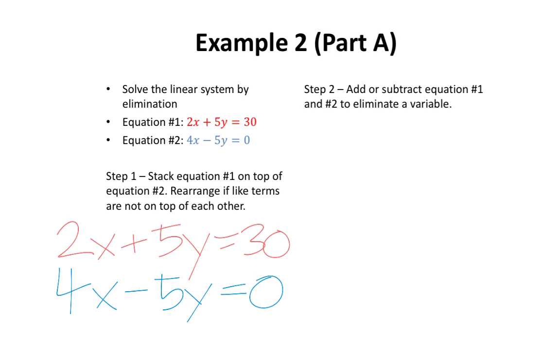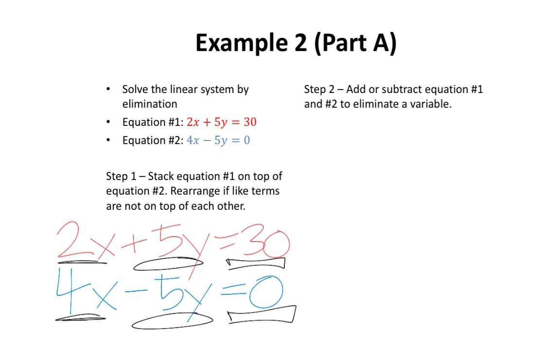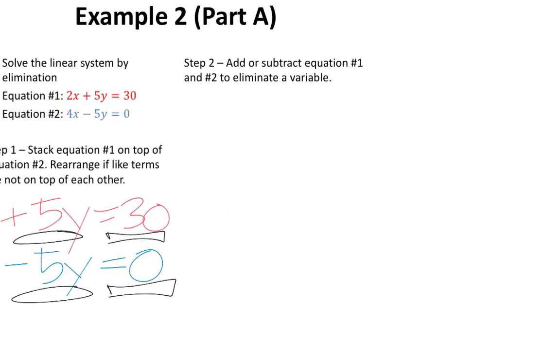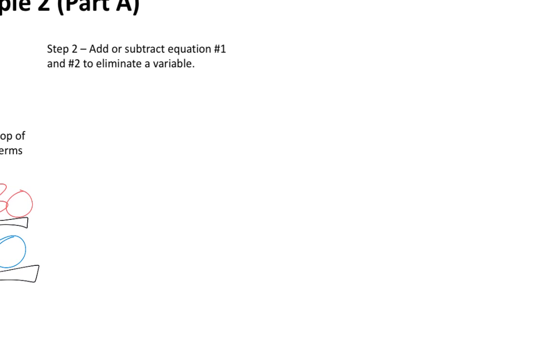As you can see, my like terms of 2x and 4x are directly above one another, and my like terms of positive 5y and negative 5y are stacked on top of each other, and 30 and 0 are stacked on top of each other. Therefore, I can proceed to step number 2. In our second step, we want to add or subtract these equations to eliminate a variable and to isolate a variable. Let's go ahead and do that, but we need lots of space.